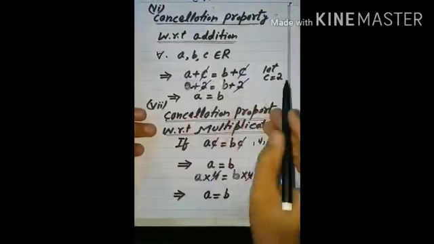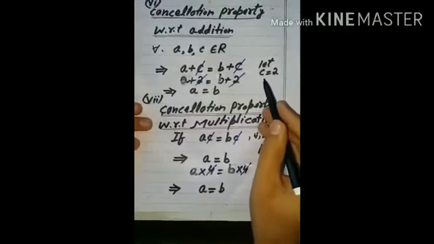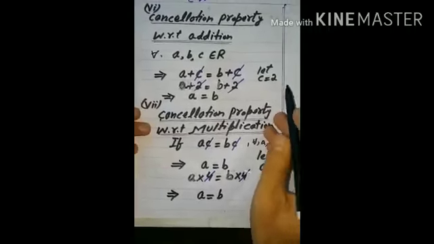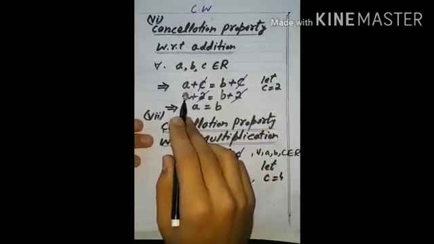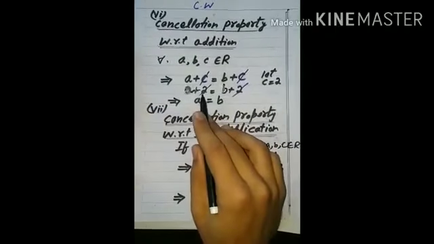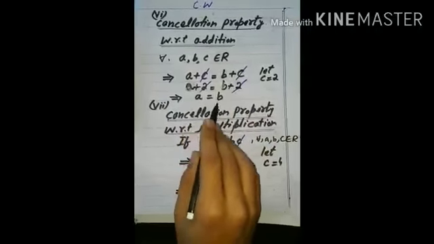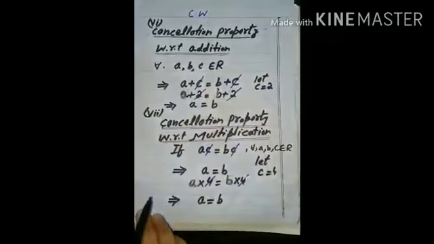So if we take c is a real number, c is equal to 2 is a real number, and if I want to add, like we have a plus 2 equal b plus 2, and if I want to cancel these two from the left hand side, I have to cancel it from the right hand side as well, and we'll be left with a equal b. This is called the cancellation property with respect to addition.